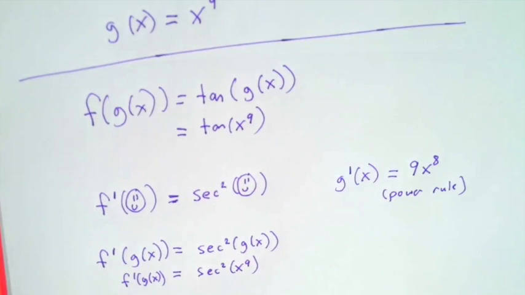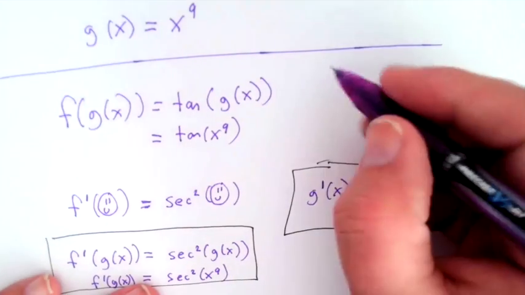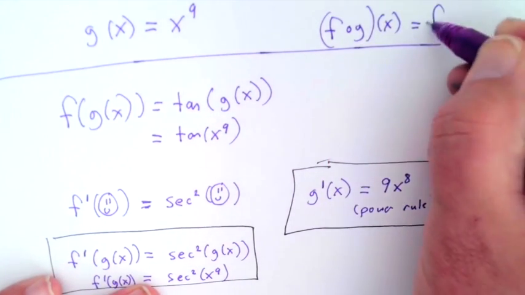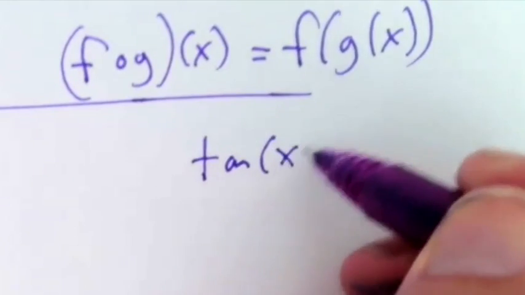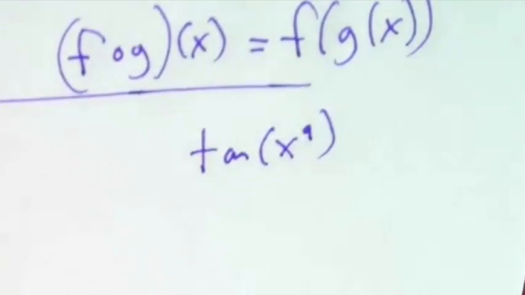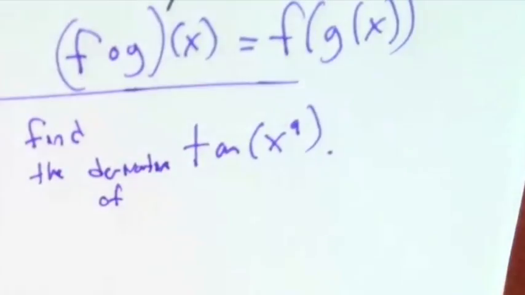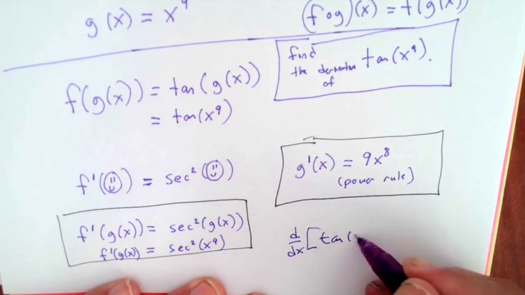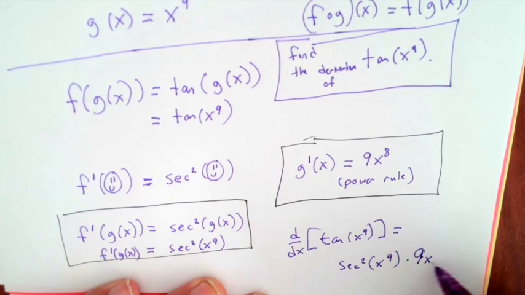Well, you probably see why we've done this. These are the pieces we need for chain rule. So if we had f composed with g of x, that just means f of g of x. And so we'd be looking at the function tangent of x to the 9th. When you see f, that means find the derivative of tan x to the 9th. Well, this is where we're going to use chain rule. So d by dx tangent of x to the 9th is equal to secant squared of x to the 9th times 9x to the 8th.